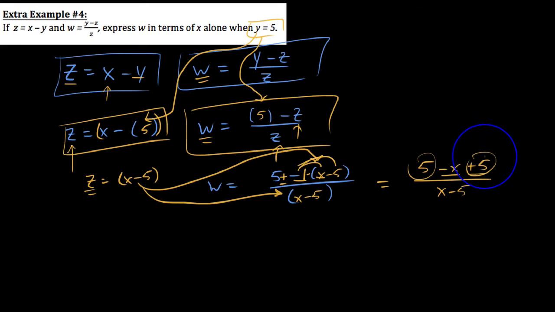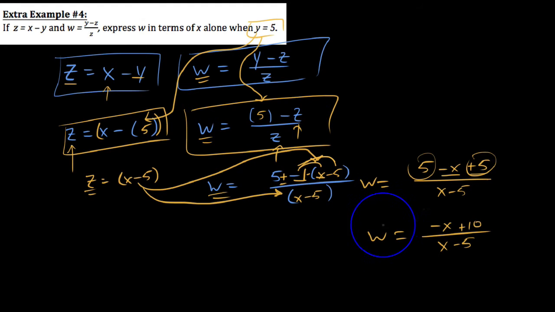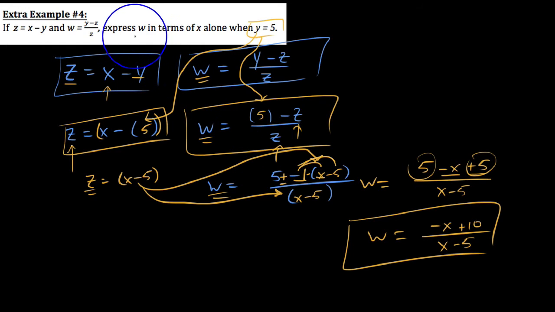Furthermore, I know that 5 and 5 here, those are like terms. So I'm going to put my x out front. I get negative x plus 10 total constants all over x minus 5. Okay. So this right here, let's keep in mind that when we started, this is w. Okay, so what we wanted to do in the first place was express w in terms of x alone when y equals 5. So after plugging in our 5 and doing some substitutions, we could say, well, then it is true, if all of our predicates up here were true, that the w variable is equal to negative x plus 10 over x minus 5.